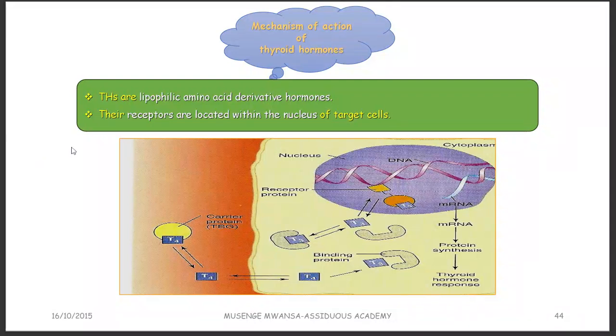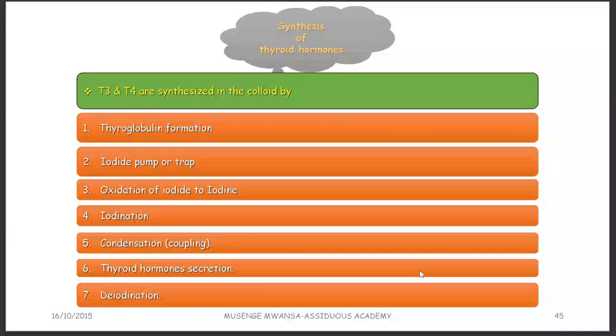So how does a thyroid hormone work? It is a lipophilic amino acid derivative. So the receptor is found in the nucleus. It is an amino acid but it's lipophilic, right? So when the hormone is transported in blood bound to its carrier protein, it is going to pass the membrane and then it is going to be able to go and attach to the receptors in the nucleus and then exert its function.